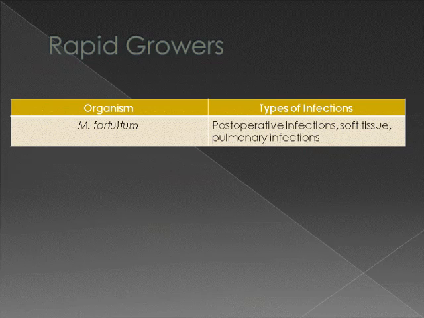And finally, we have our rapid growers. We have Mycobacterium fortuitum. This can cause postoperative infections, soft tissue infections, and pulmonary infections.